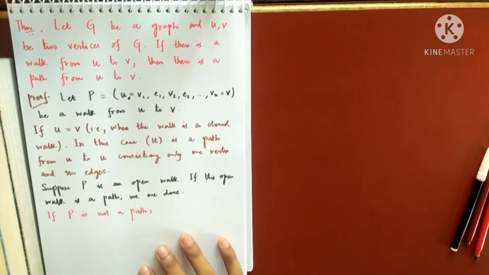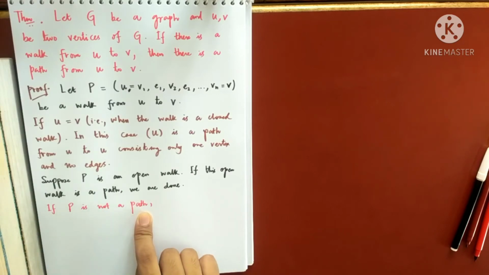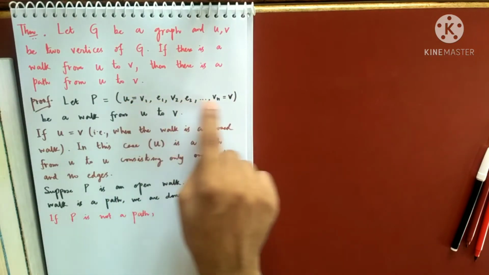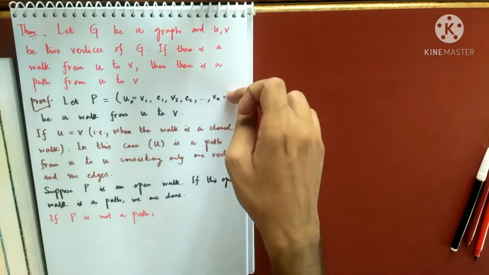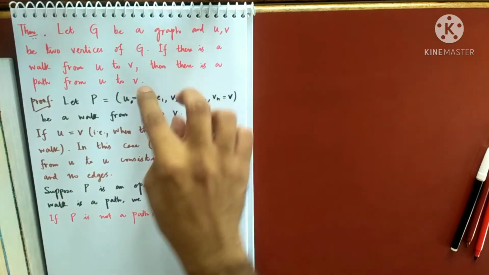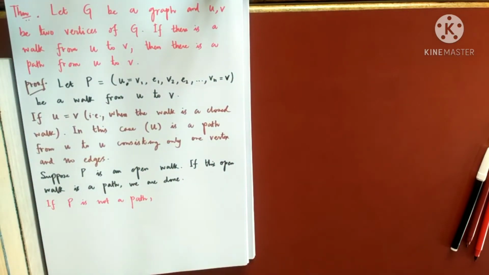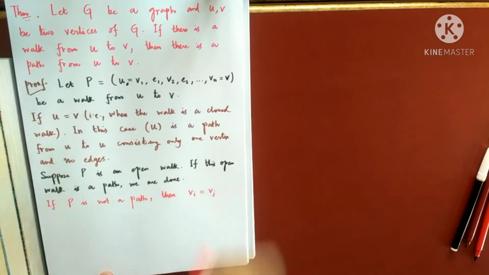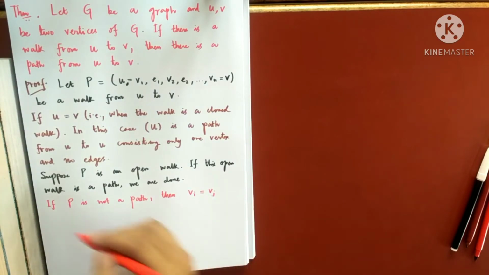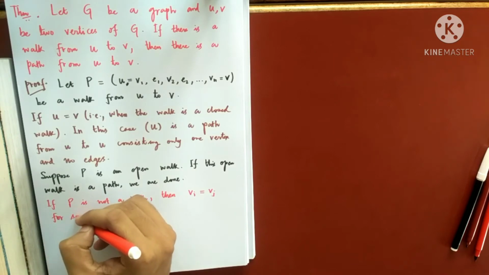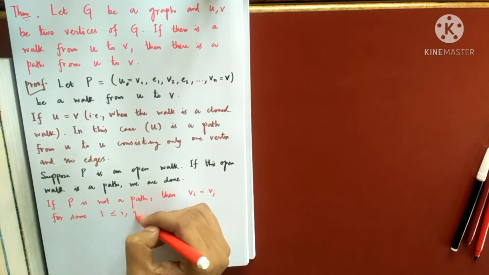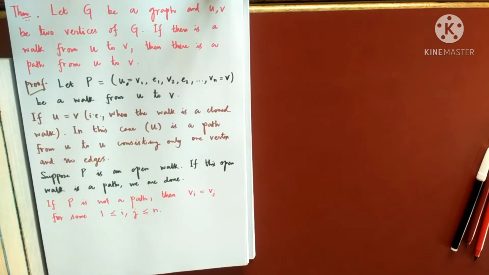So I can simply say, if this P is not a path, then I will get some repeated vertex here. This too cannot be repeated, keep that in mind, because I am assuming that this is an open walk. So let me write it down. If P is not a path, then some vertex Vi will be the same as some vertex Vj, for some i, j lying between 1 and n. So this is for sure.